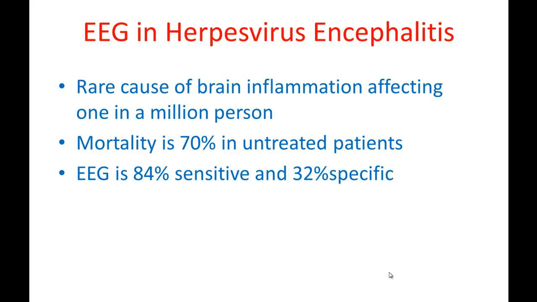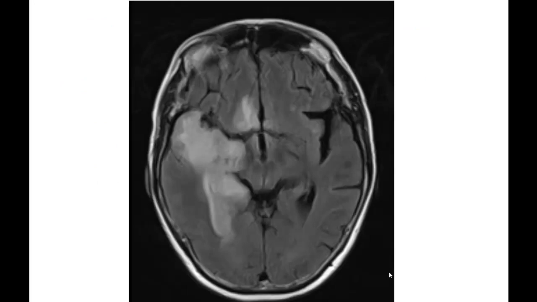EEG is approximately 84% sensitive, meaning that if you do EEGs in all patients with herpes encephalitis, you will be able to pick up specific abnormalities in 84% of these individuals. And it is 32% specific, meaning although those findings are seen in herpes encephalitis, similar findings can be seen in other conditions as well. Let me give you a very typical picture in somebody who has involvement of the brain.